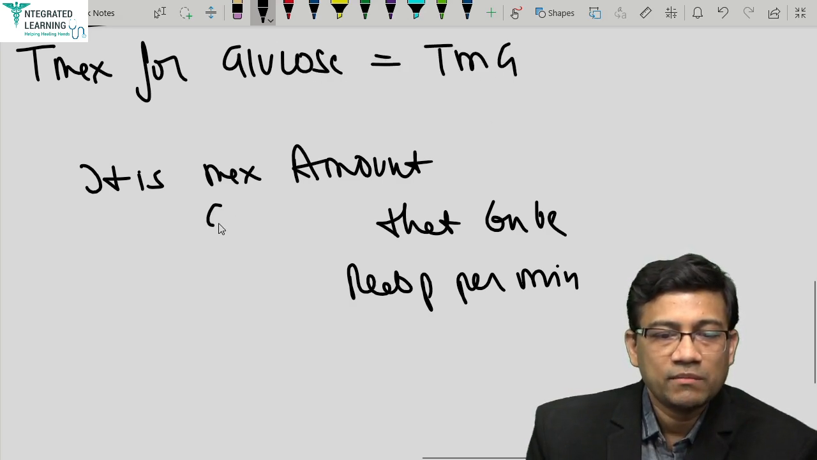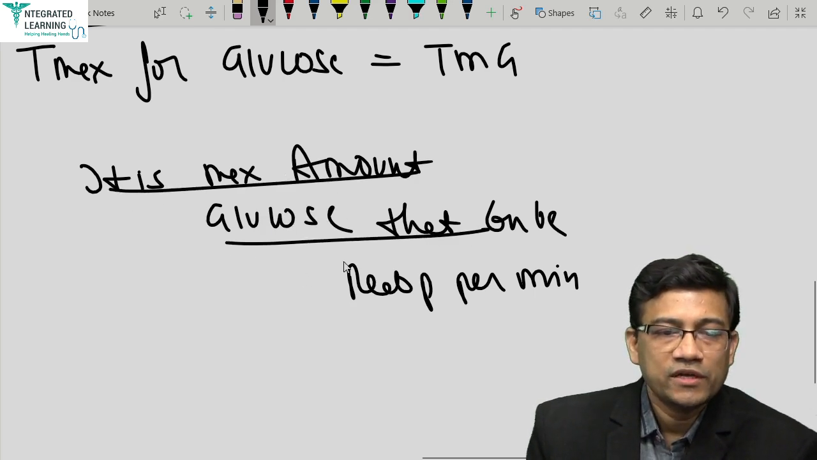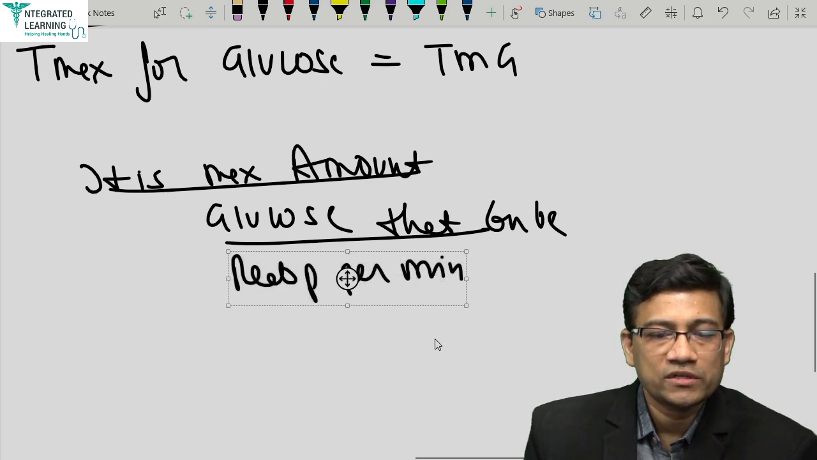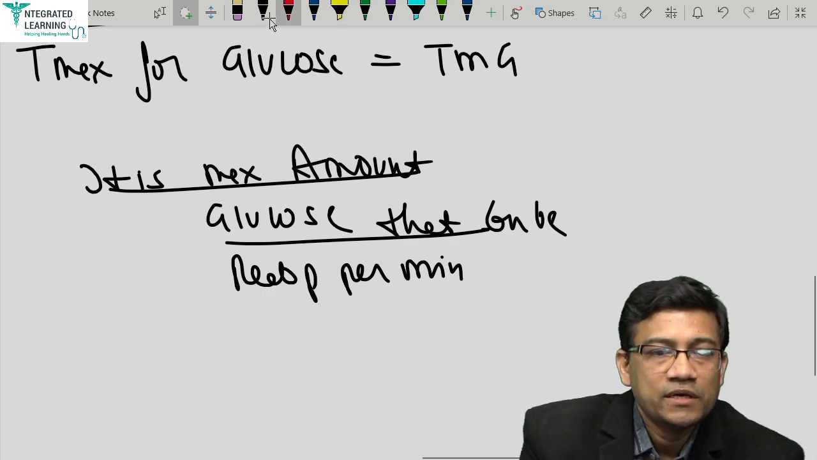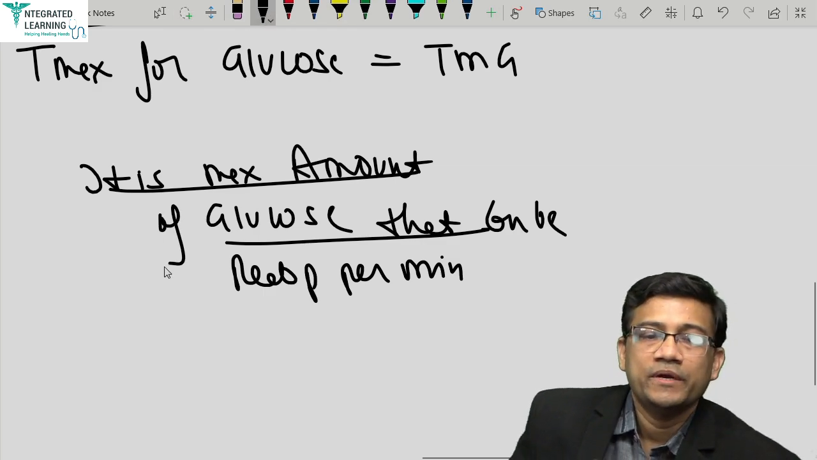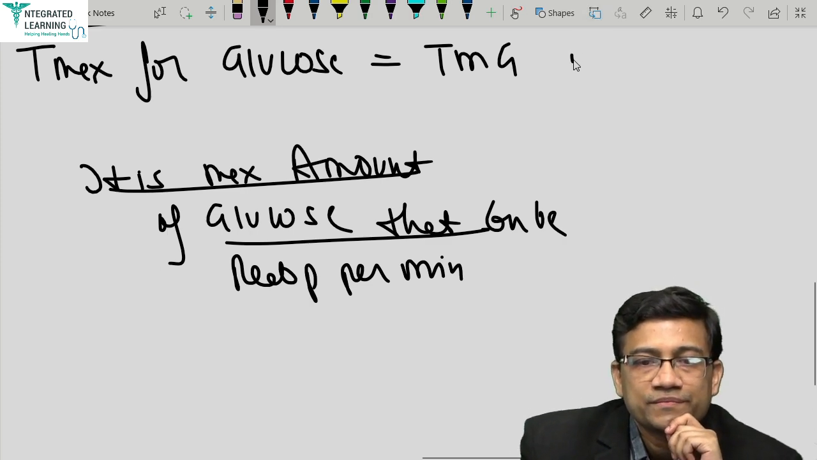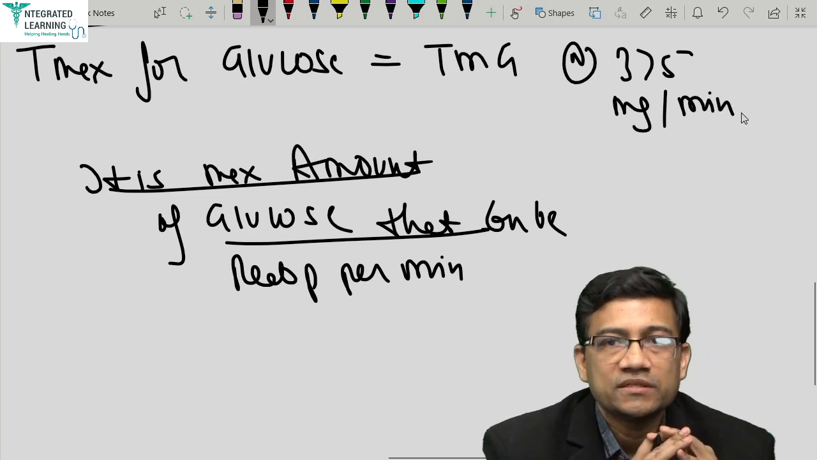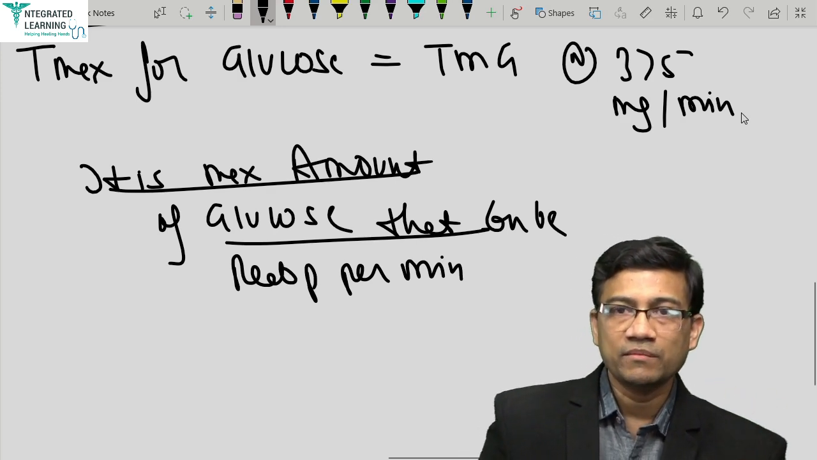Definition: the maximum amount of glucose that can be reabsorbed per minute. Now we know glucose is not secreted, so we can just say the maximum amount of glucose that can be reabsorbed per minute in the tubules. What is the normal value? Normal is 375 milligrams per minute, the value of the TMG.